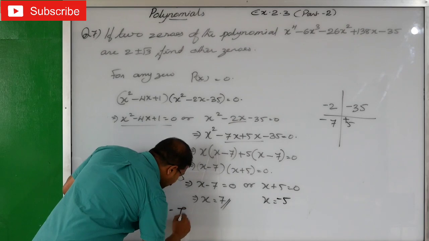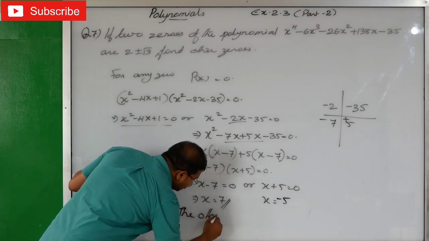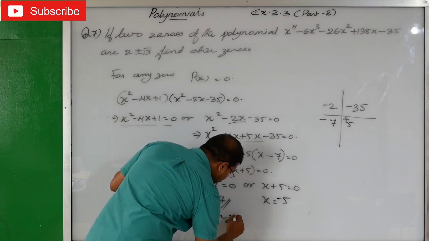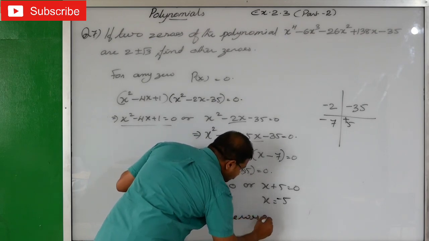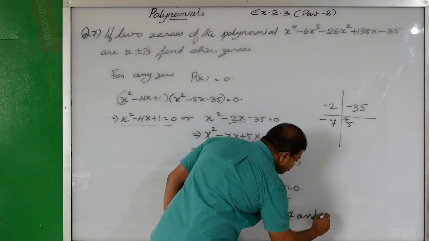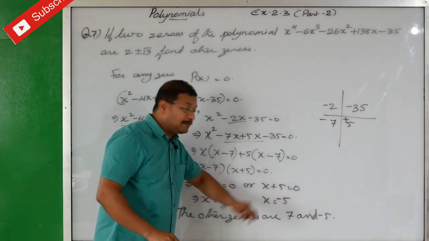Therefore, the other zeros are 7 and minus 5.